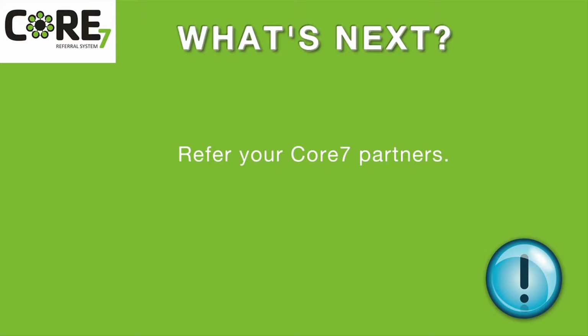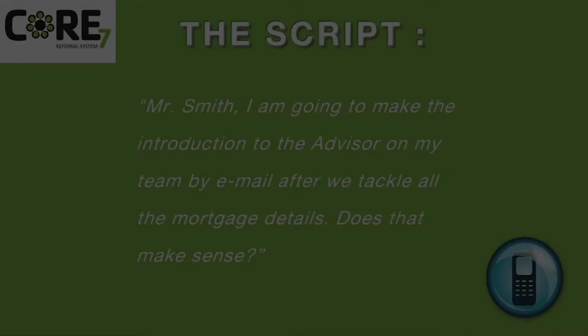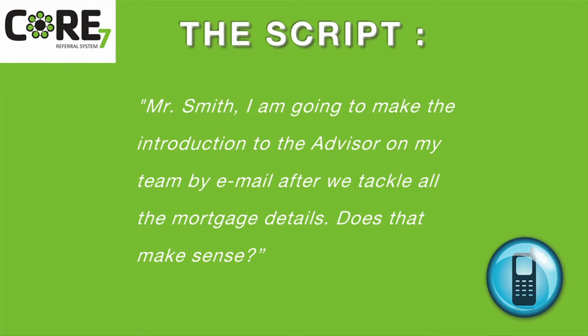Now, after you go through the questions regarding your client's team, whether it is their whole Core 7 team or just the professionals you choose to refer, the next step is to refer your Core 7 partners. The way to set this up is by saying, Mr. Smith, I am going to make the introduction to the advisor on my team by email after we tackle all the mortgage details. Does that make sense? By doing this, you now have permission to refer your partner and can move on to discussing the loan options. After you discuss the loan options, you can then make the introduction by email to make sure that your client and your Core 7 partner connect.